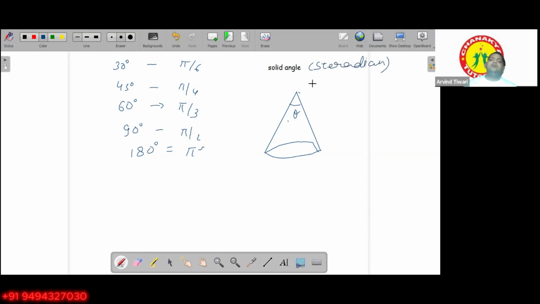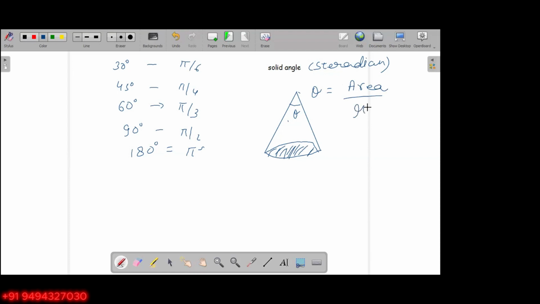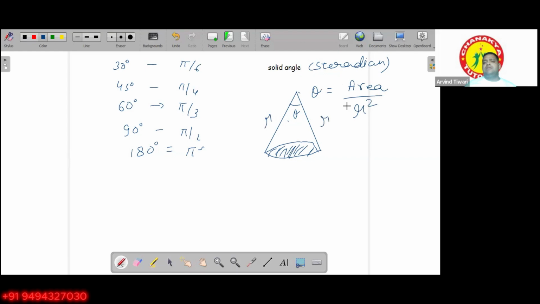How do we find out steradian angles? A steradian angle theta would be equal to the area of this curved surface divided by r squared. So this area divided by the radius squared is given as the angle in steradians. So we got the angle measurements.